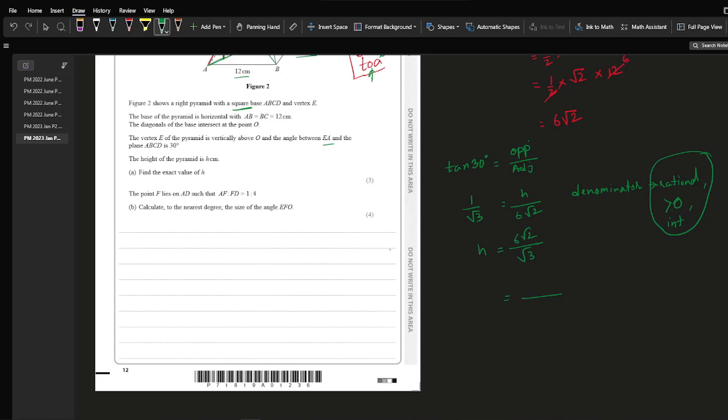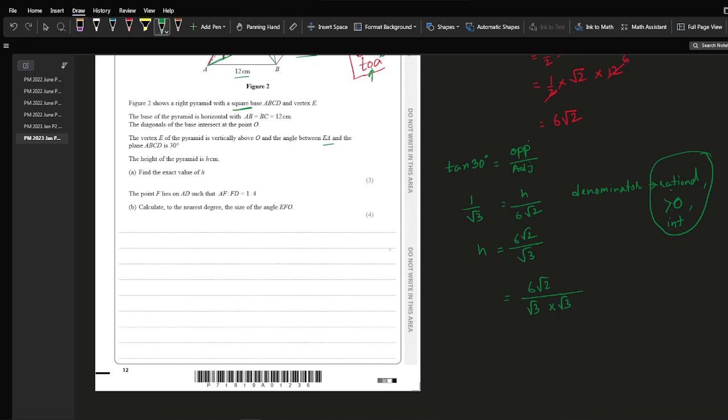In order to eliminate this root 3, we can bring another root 3 at the bottom. So root 3 times root 3 becomes 3, which is a natural number. A natural number is any of the whole numbers starting from 1: 1, 2, 3, 4, 5, 6, and so on. We depict it using the letter N in sets. You will see that in sets a lot.